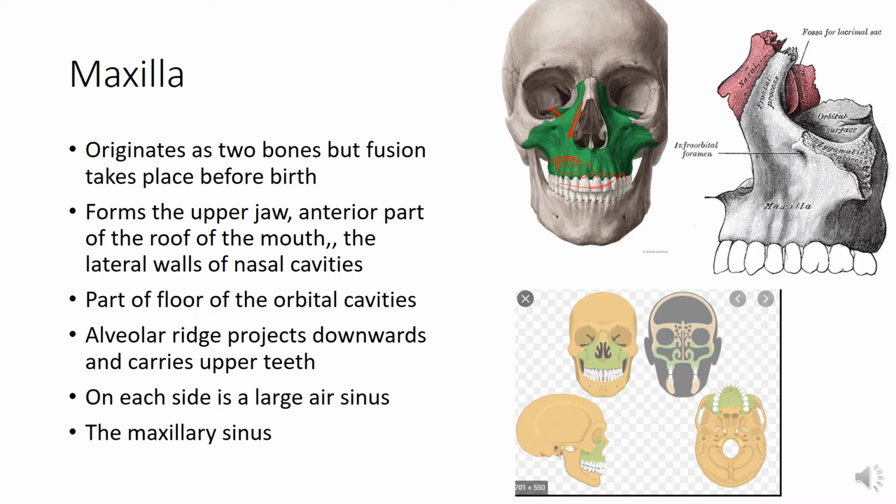Now inside the maxilla, on each side there is a large air filled cavity. Here you can see this is the maxilla bone of the two sides, and on each side there is a space or a cavity in the bone which is known as the sinus, and on each side there is a large air sinus, it is known as the maxillary sinus. So this maxilla is forming the boundary, it is uniting with the nasal bone and the frontal bone, and here with the zygomatic bone.